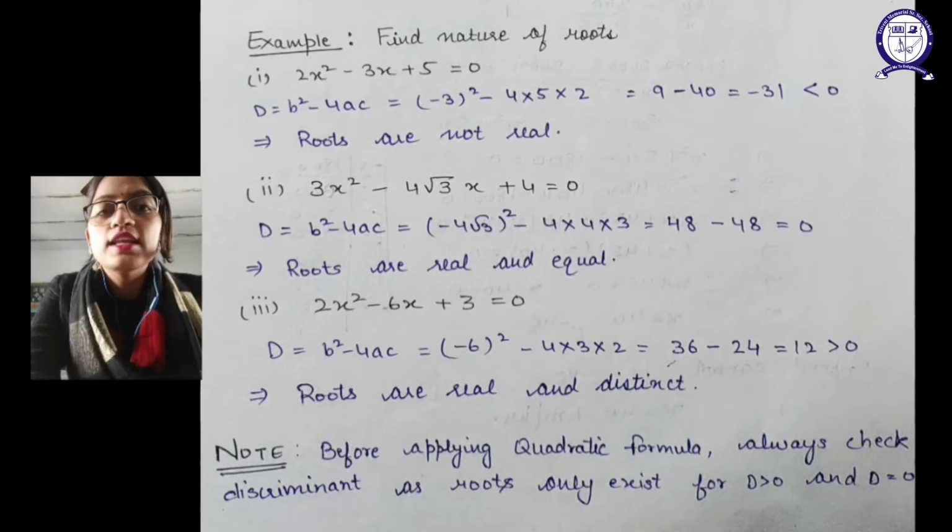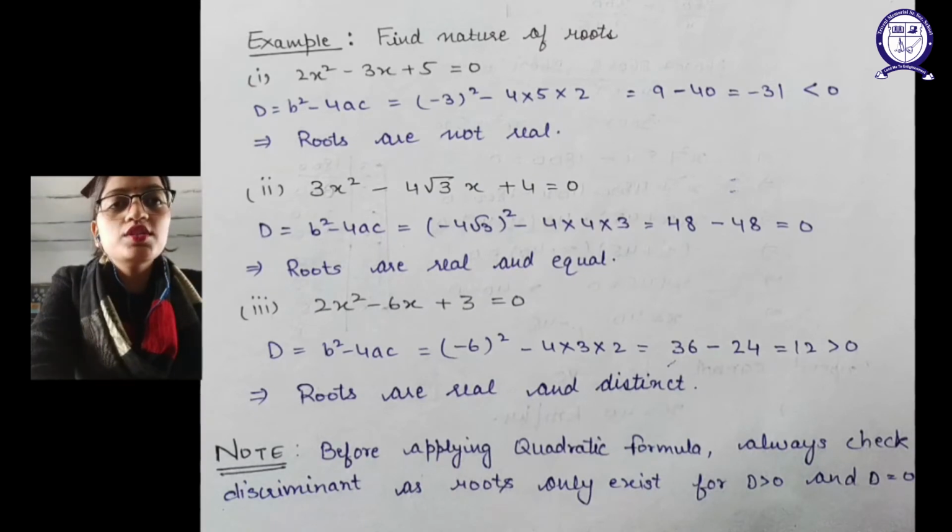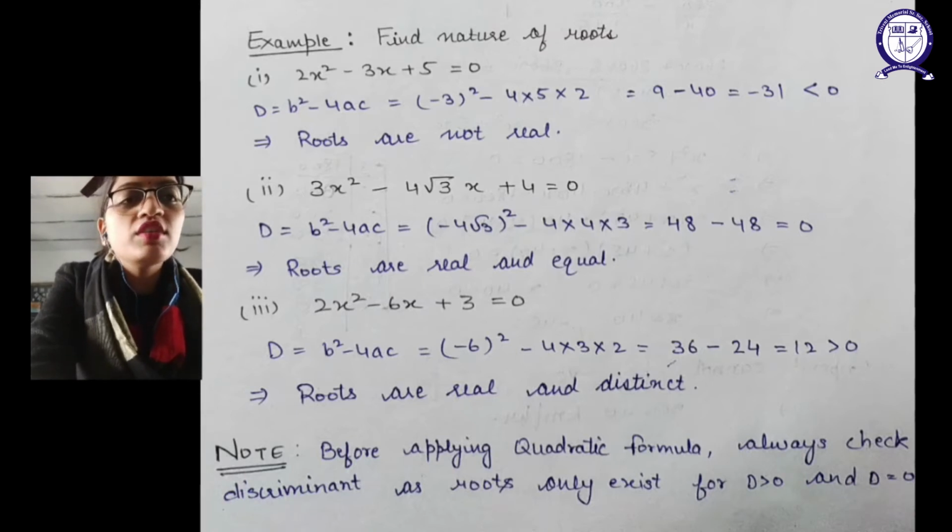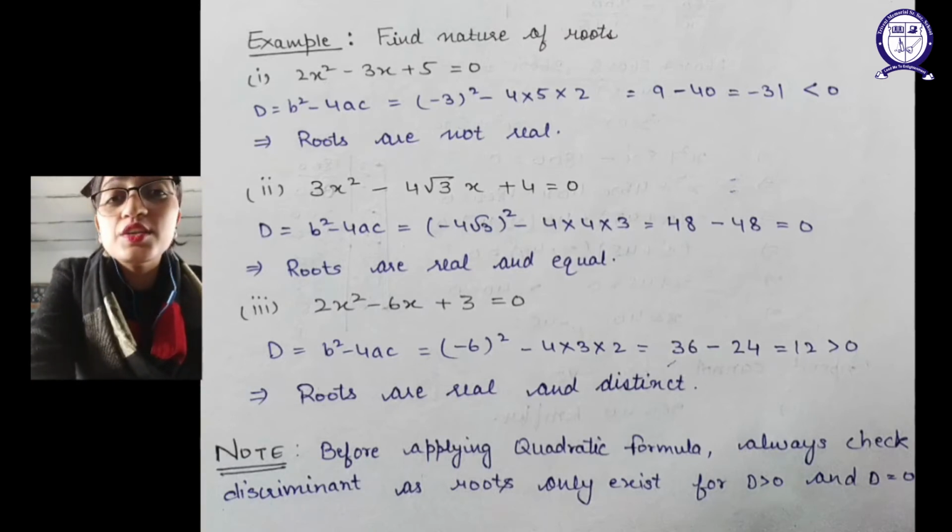Now let's take an example. Find the nature of roots. The first question is 2x square minus 3x plus 5 equals 0. Simply we will find the value of D. We will just put the values of a, b and c in the formula. We have already put these values in the quadratic formula in the previous video, so I think we can easily put them here also. So minus 3 square minus 4 into 5 into 2. After solving, the value comes out to be minus 31. So this is less than 0, so no real roots exist.